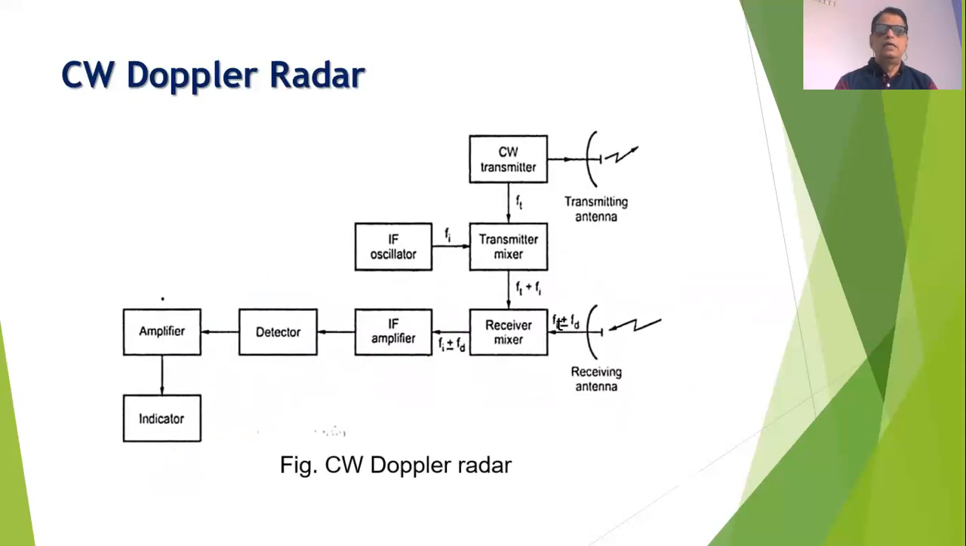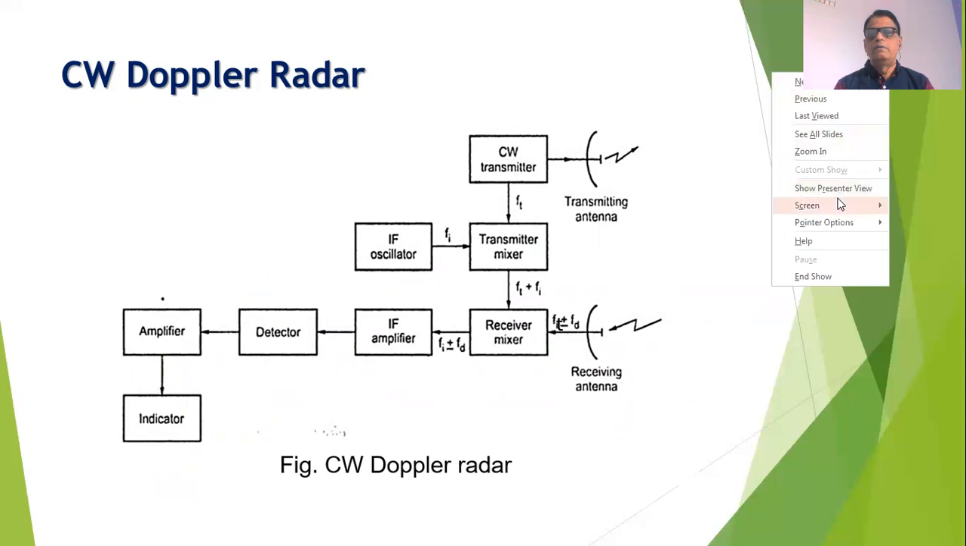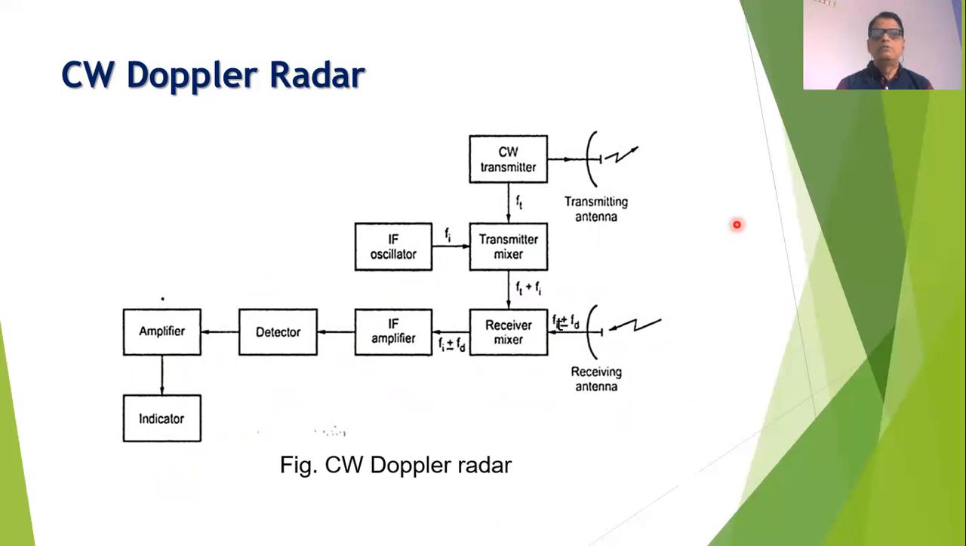So let us understand the different blocks contained within the Doppler radar system. You will find that this is a continuous wave Doppler radar system, and therefore it requires two antennas: one is a transmitting antenna, and the other is a receiving antenna.